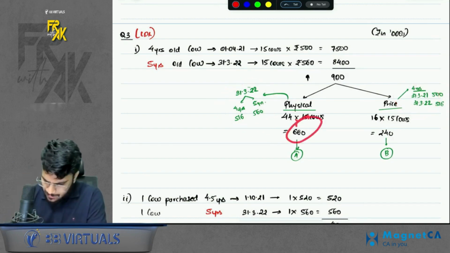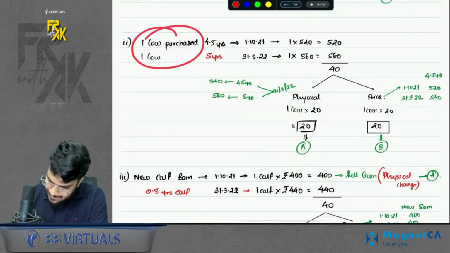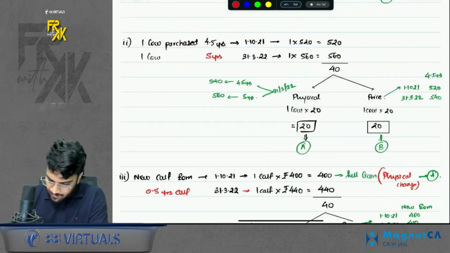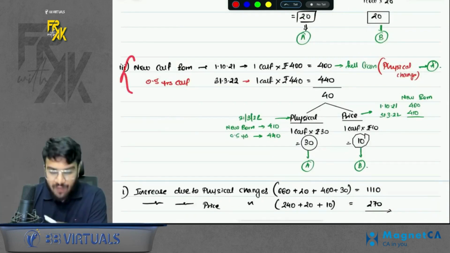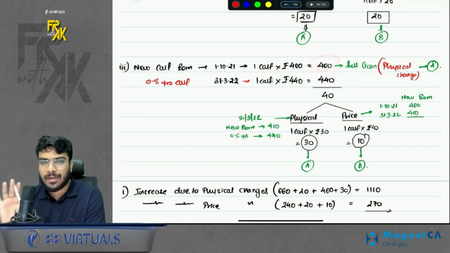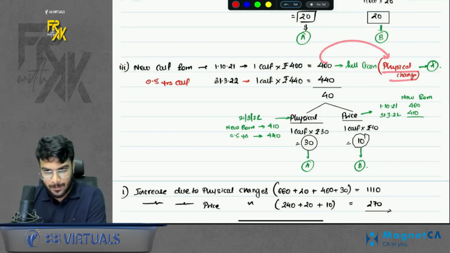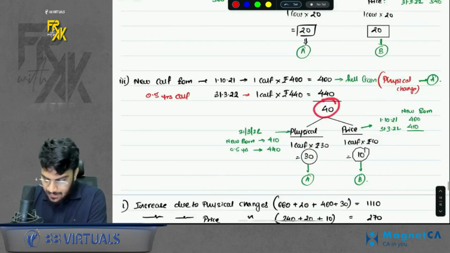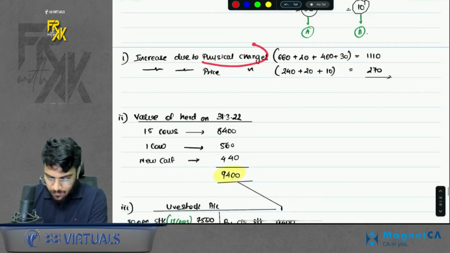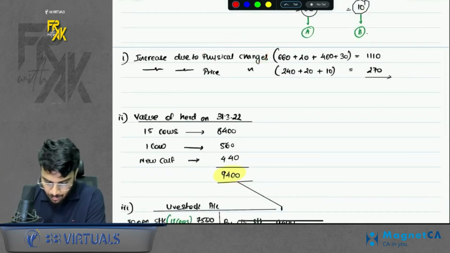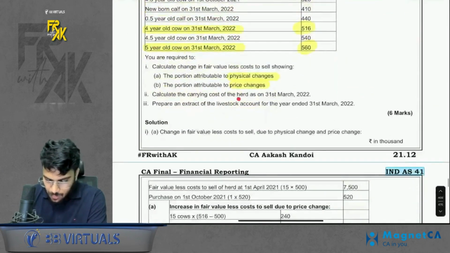Okay, so physical change, price change, I calculated for the 4-year-old cows also. Then we purchased a new cow, same, find the total increase, then find the physical and price change also. And for the new calf also, one point is important. Whenever a new calf is born, whatever the value is on day 1, that full value is gained for you. That full value you will have to allot in physical change only. Then of course whatever is the increase on year end as well, allot into physical and price change. So I just gave a summary of total physical changes in all the 3 cases and total price changes in all the 3 cases.